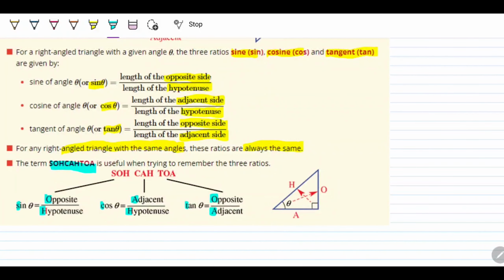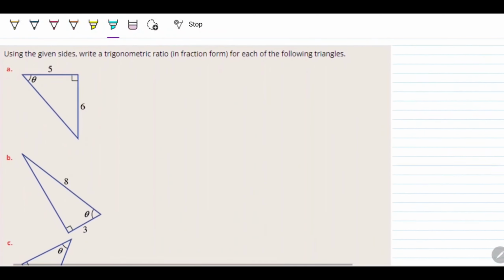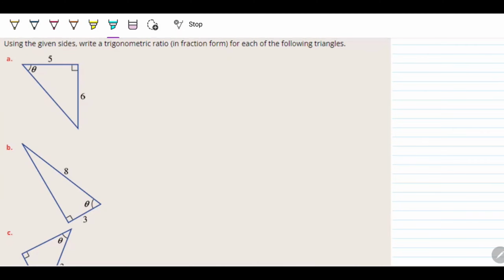Okay, let's try some of these examples ourselves. Using the given sides, write a trigonometric ratio in fraction form for each of the following triangles. So to start us off, I would recommend labeling each side that you know first. So where is the right angle? It is up top here. So opposite that needs to be the hypotenuse. Next to the angle theta, this 5 here must be the adjacent. And opposite the angle must be the opposite side.